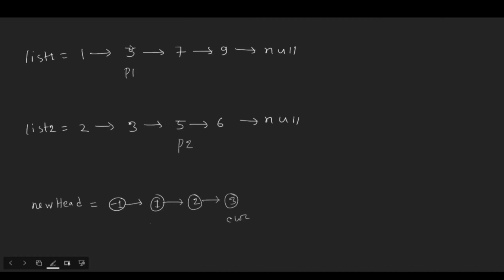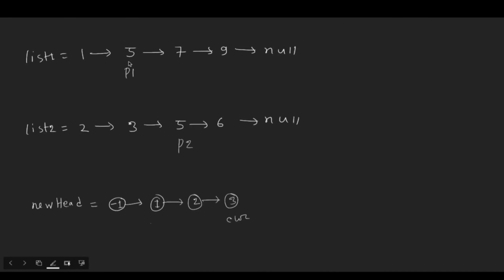Now we see that P1 and P2 point to nodes with the same value. Now we can take the value from the second linked list, from the P2 pointer, or from the P1 pointer. Let's take it from the P2 pointer. If we take the value from the P1 pointer, that's completely fine. You have to choose one.